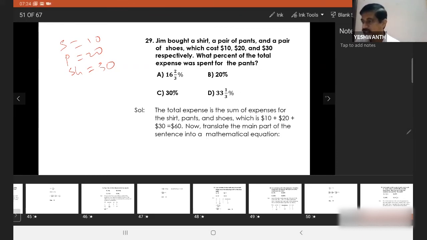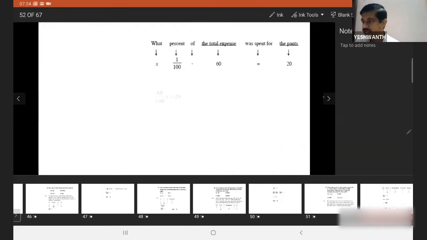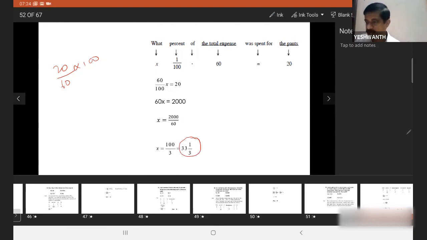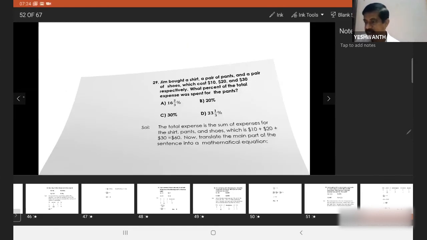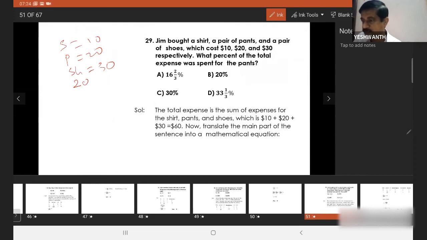Okay. So pants amount by total amount into 100 will give you the percentage. So now if you look at this, 10 plus 20 plus 30 is $60. So you need to take pants, 20 by 60 into 100. So that is X equal to 20 by 60 into 100. So this is nothing but equal to 33 1 by 3 percentage. Okay. Instead of all this language, we go for this. It's very simple. Pants cost by total cost into 100. So that is 20 by 60 into 100. That is 100 by 3. That is 33, 1 by 3 percentage.